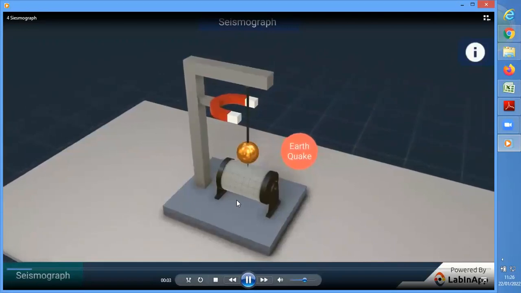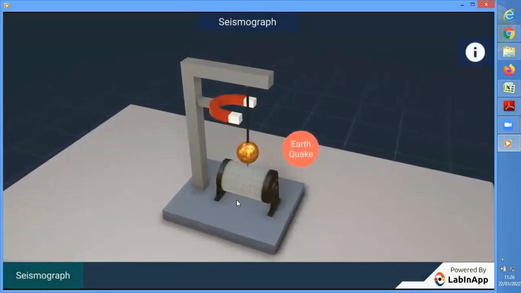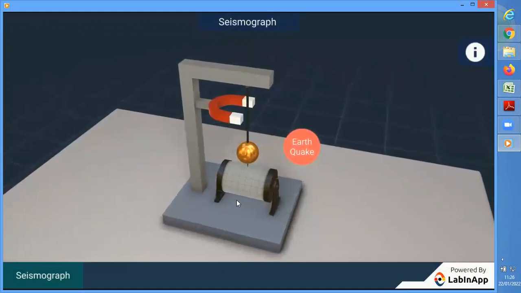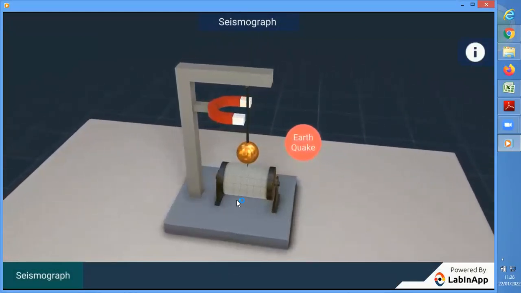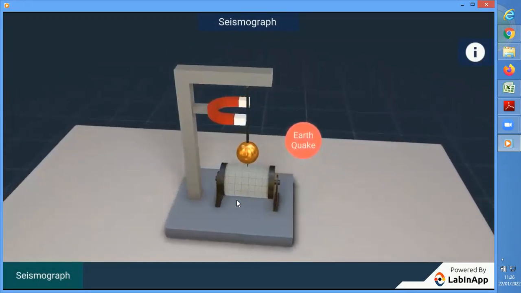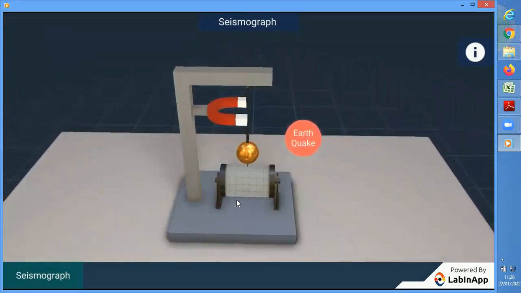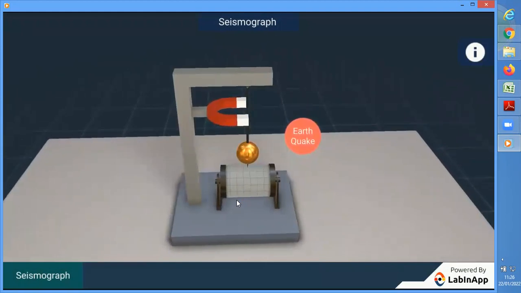We know that earthquakes cause tremors on the earth. The tremors produce waves on the surface of the earth. These are called seismic waves. Seismic waves are recorded by an instrument called the seismograph.